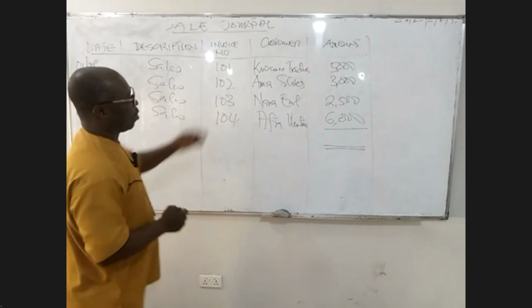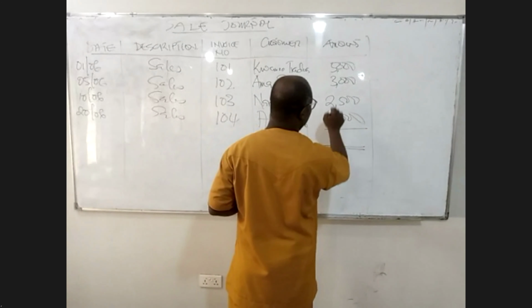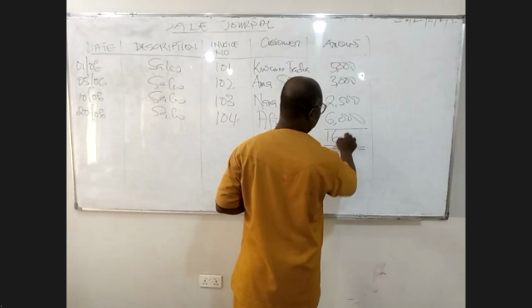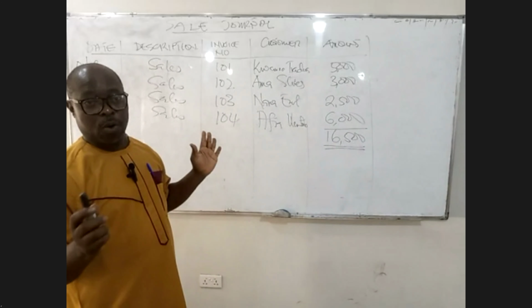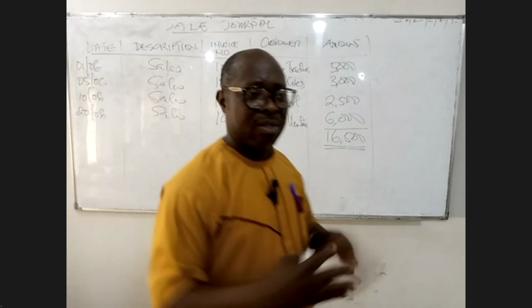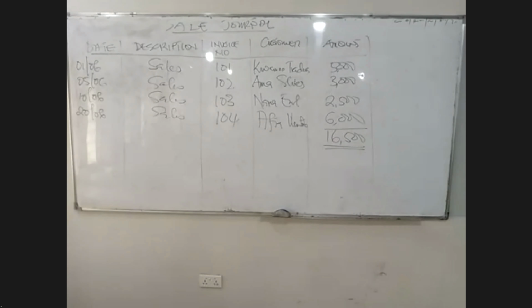Quickly, so what's the total? Come again. $16,500. That's all. You are done. You have prepared what? Sales journal. So at times, if the accountant is bluffing himself, he says, accountant, you think you are the one who knows accounting? Okay. Me too, I can do it. So it's very easy. Good.